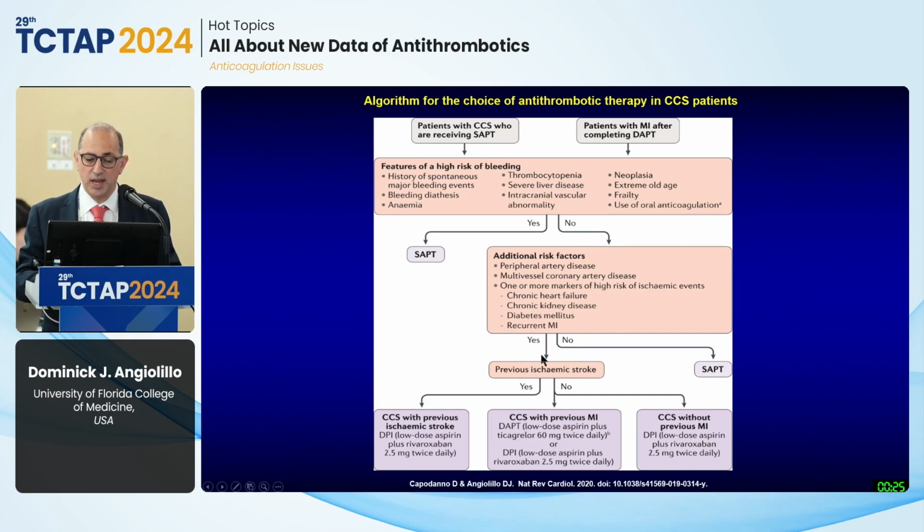If the answer is yes, and you meet one of those criteria just mentioned, I always ask the question: does the patient have a prior ischemic stroke? I say this because most of these patients were excluded from the prolonged DAPT trials. So if the answer is yes, then a DPI strategy would be preferred. If the answer is no and the patient had a prior MI, either one is reasonable, and without a prior MI, the DPI strategy is shown to be better.